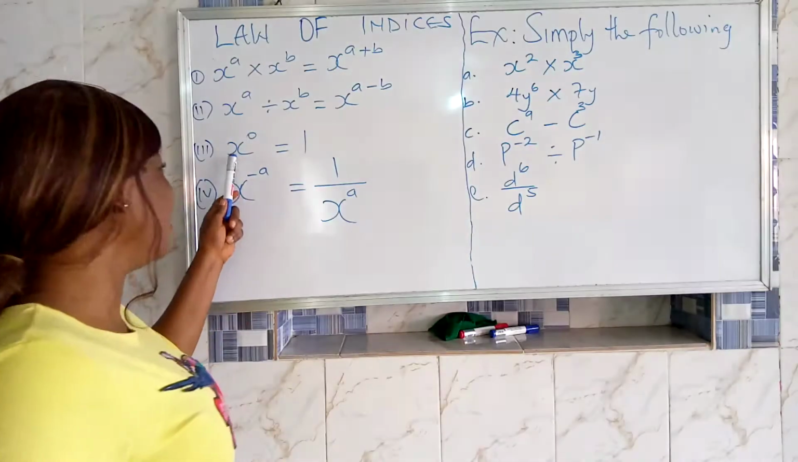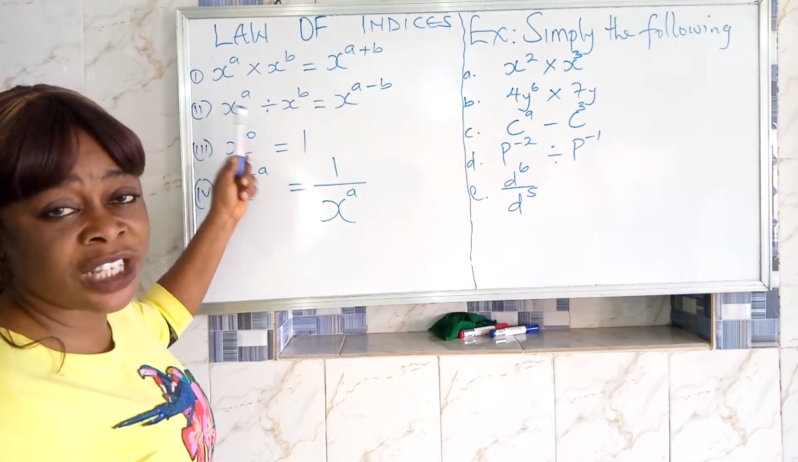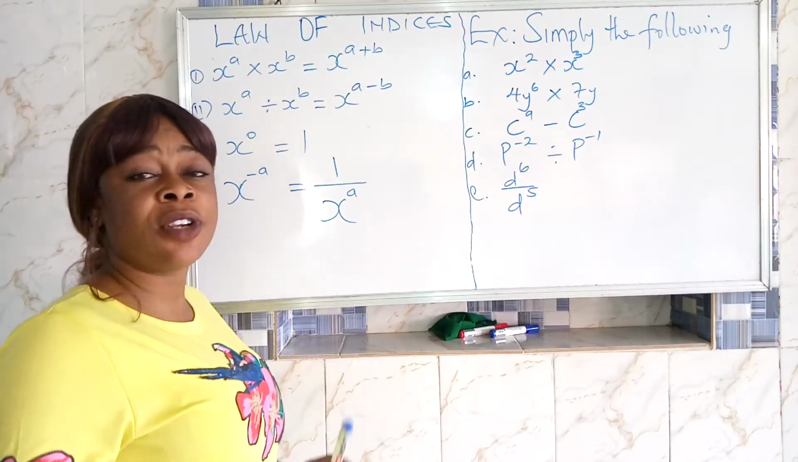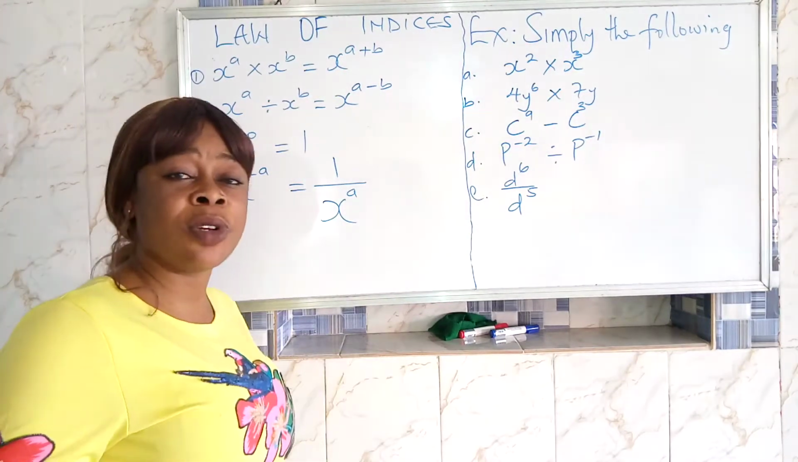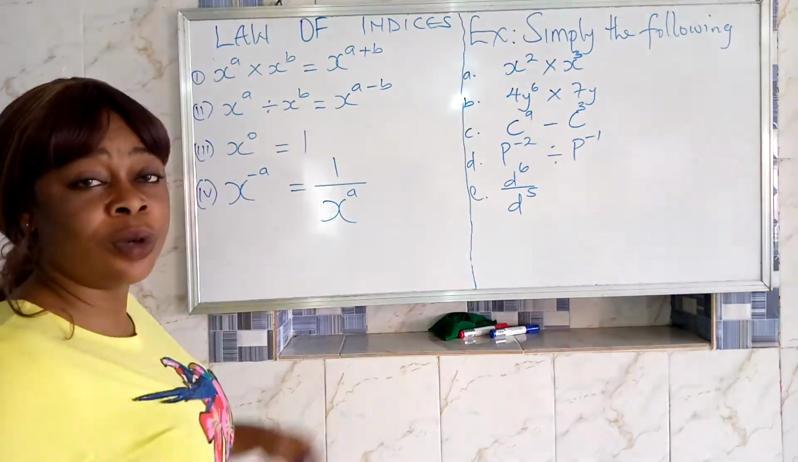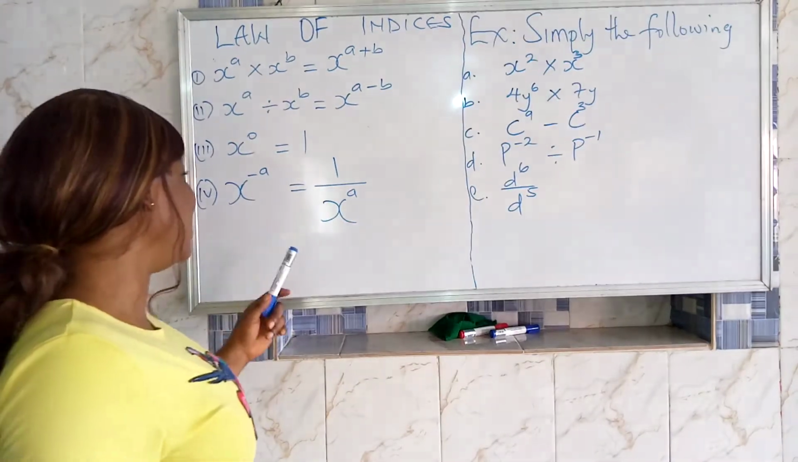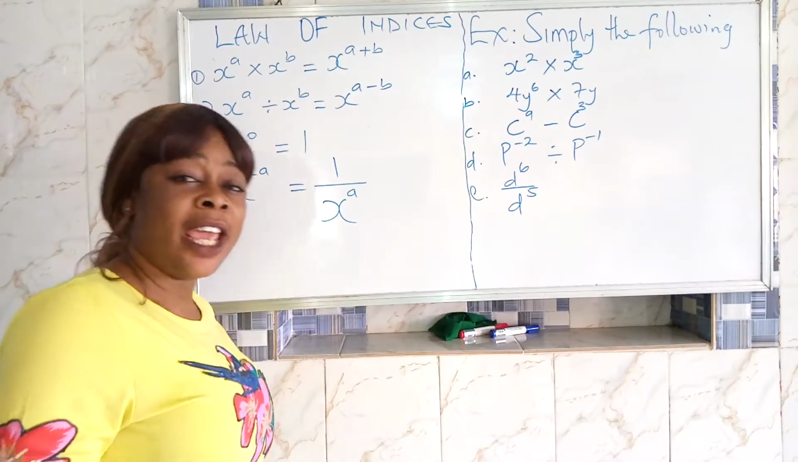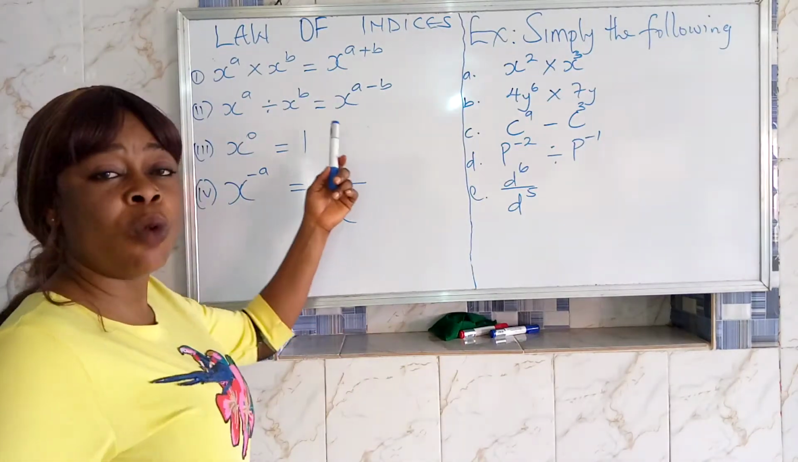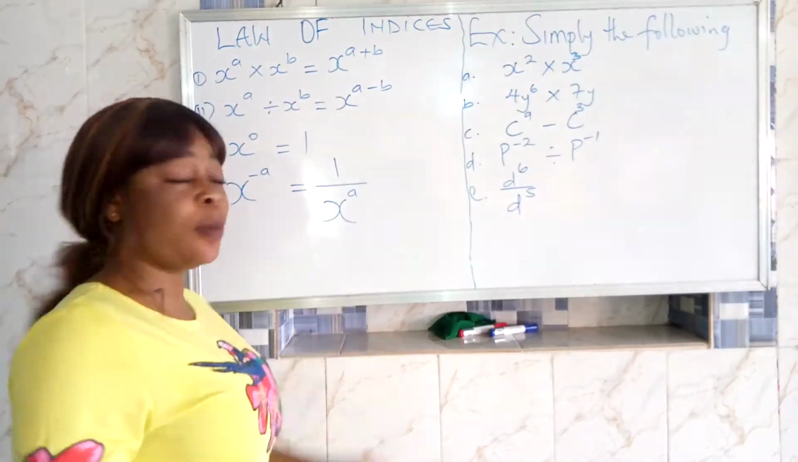That means anything raised to power 0 must give you 1. 1 million raised to power 0 is 1. Z raised to power 0 is 1. Anything raised to power 0 must give you 1. The fourth one is x raised to power minus a. That will give me 1 over x raised to power a.